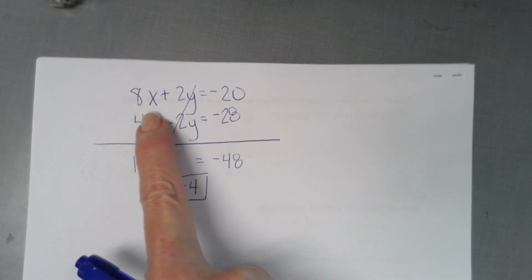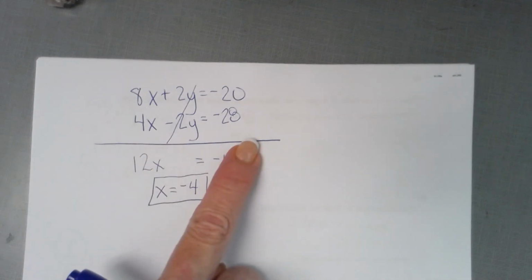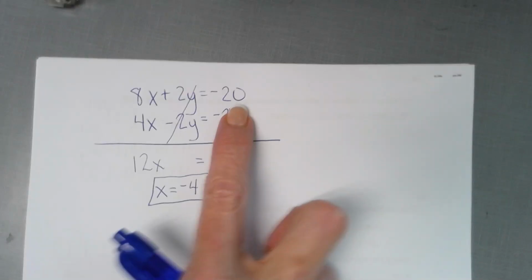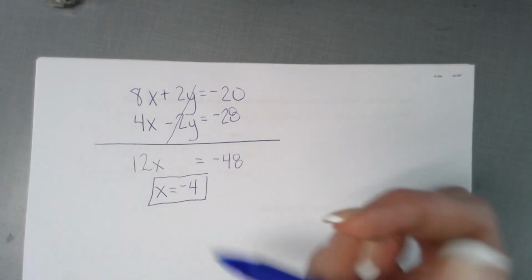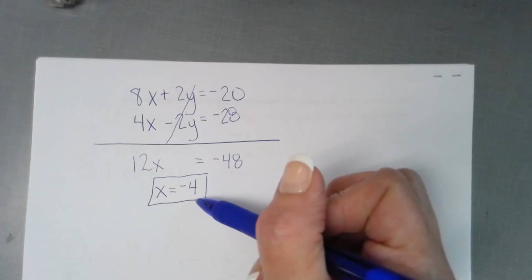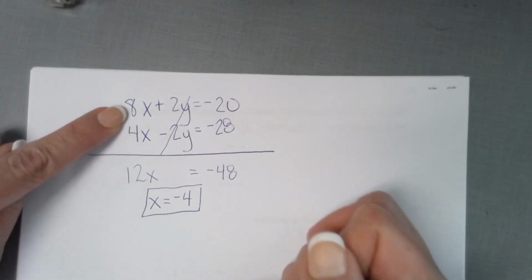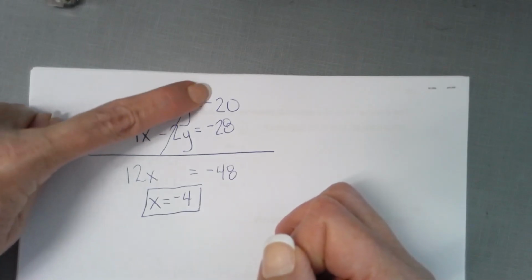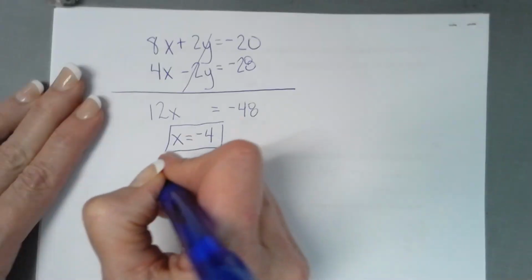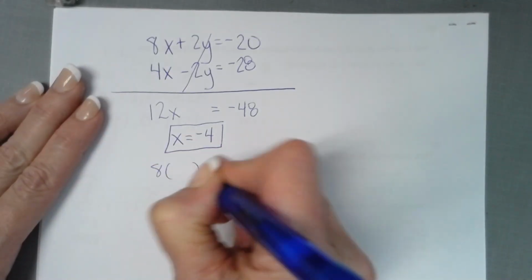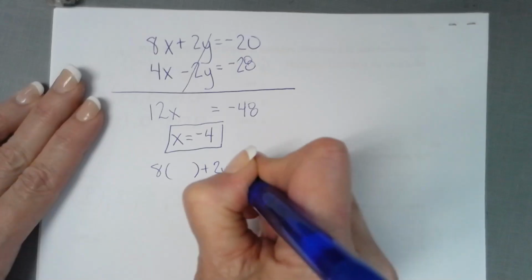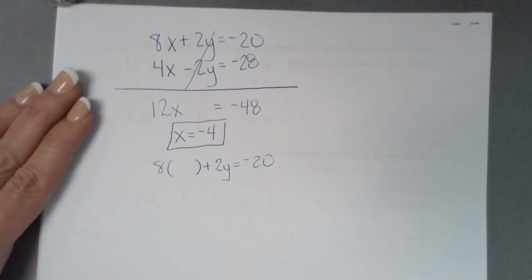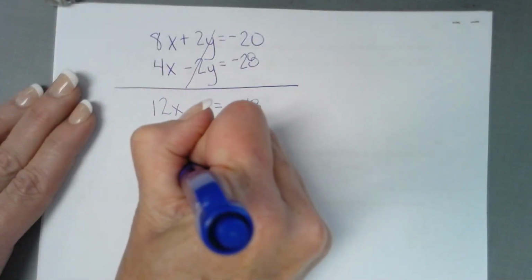Which one's better, the first one or the second one? The first one, just because it's got fewer negatives. So that's why I'm going to choose the first one. It's going in place of x. So this is what it sounds like: 8 blank plus 2y equals negative 20. What goes in the blank? Negative 4.